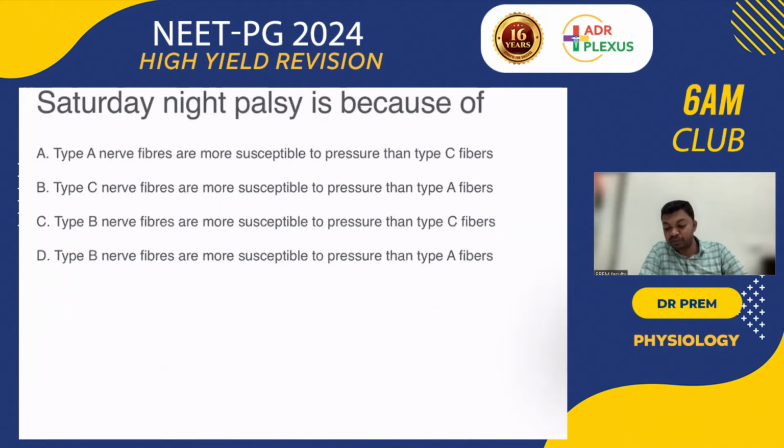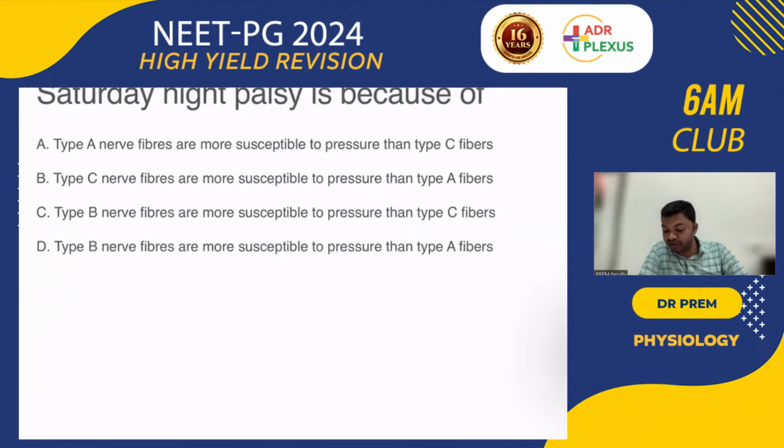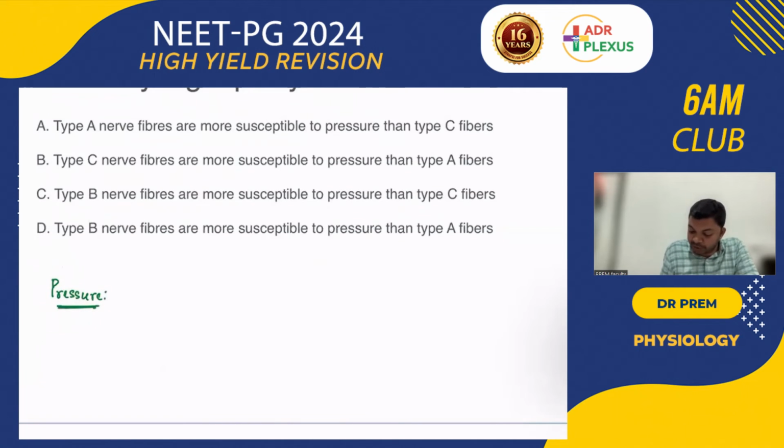Type A nerve fibers are more susceptible to pressure. Type C fibers are more susceptible to pressure. B fibers are more susceptible to pressure. A. Very good. So you know this very well. When it comes to pressure induced compression, it is going to be fiber A that gets damaged more easily than fiber B, and more easily than fiber C, isn't it? So A is most susceptible and C is least susceptible.